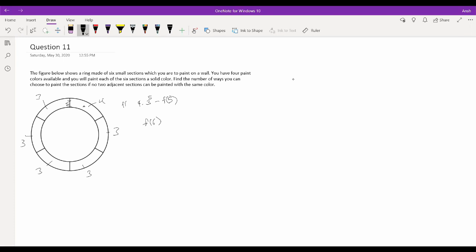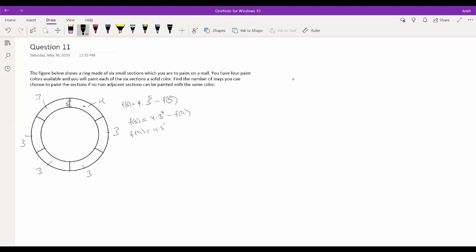If we continue this, we actually get a bunch of expressions. So the next one would be F of five. The first wall in F of five would be four possibilities. The next walls, three, three, three, three. But then we overcount again because the first and last wall can't be the same. So we subtract F of four again. And we see this pattern. It's like 4 × 3ⁿ⁻¹ minus F of n minus one.